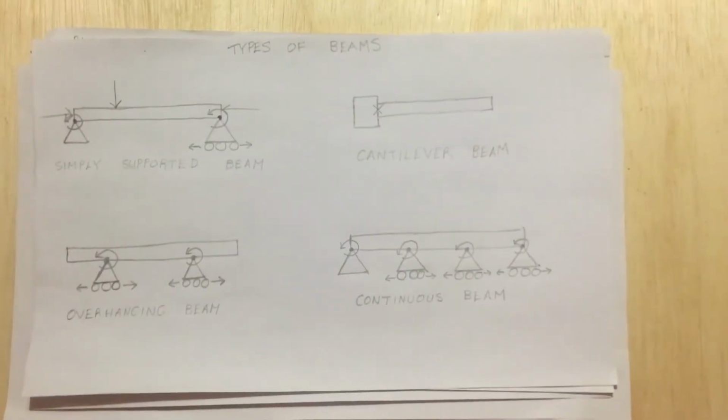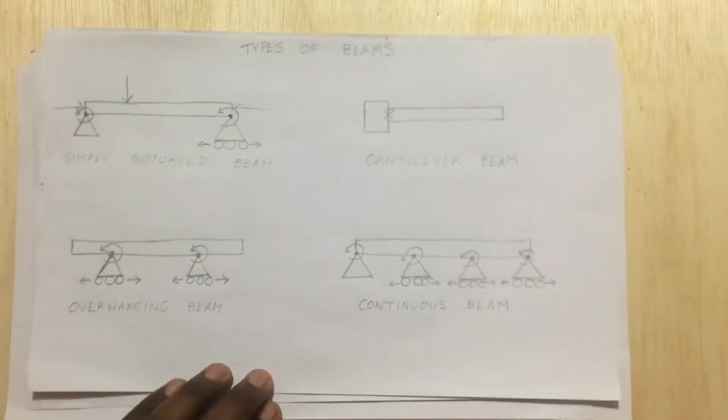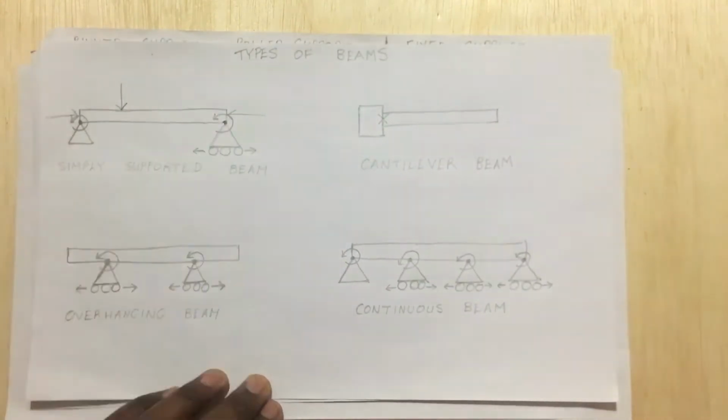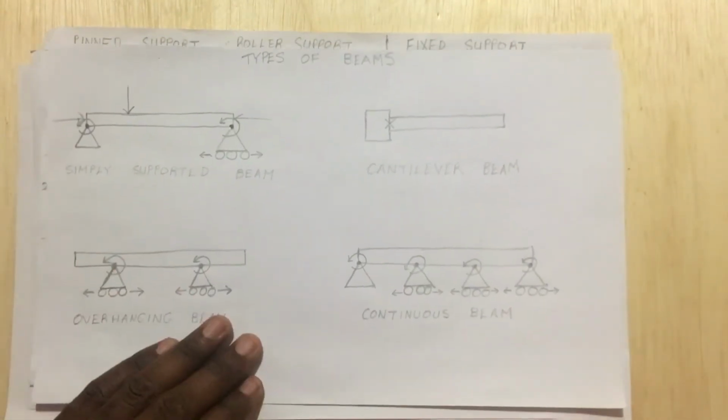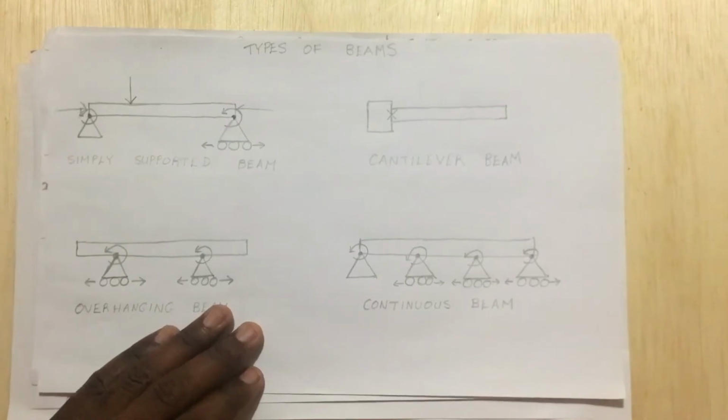Now, beams are classified based on how they are supported and the type of supports that they are supported by. Now, there are 4 types of beams that I'm going to look at today. There are more, but these are the 4 that I'm going to look at. The first type is a simply supported beam. And a simply supported beam is a beam that consists of a pinned support at one end and a roller support at the other end.